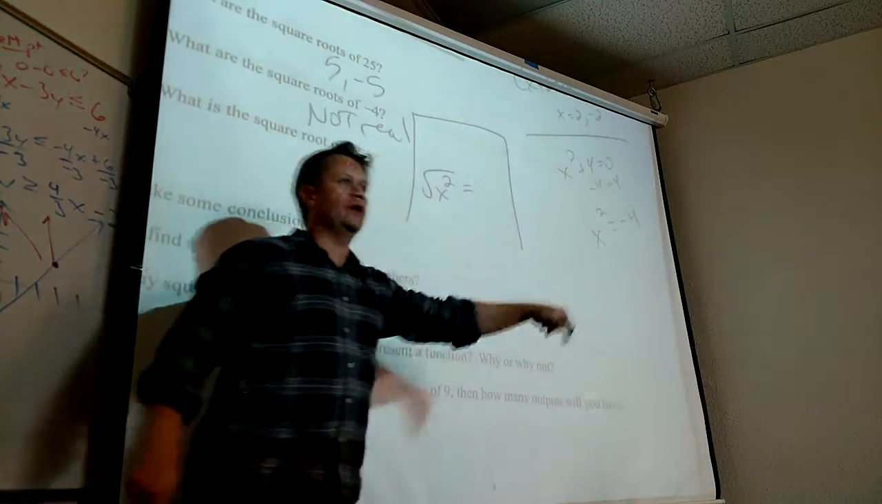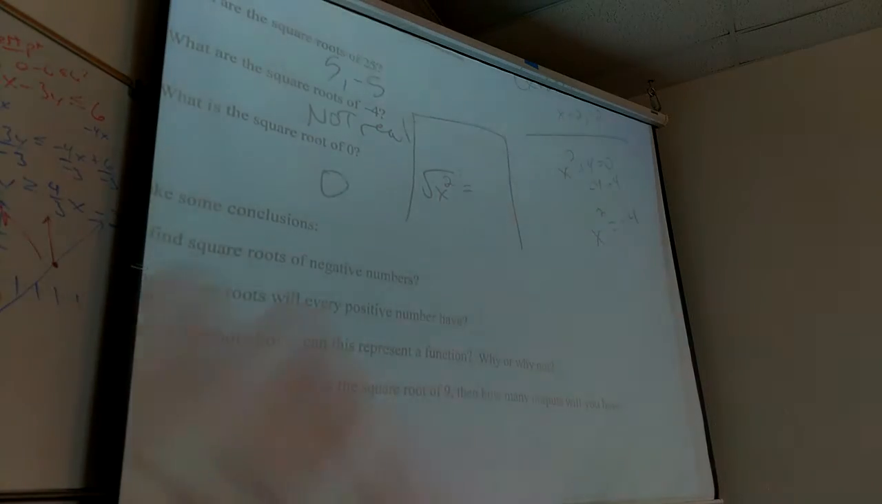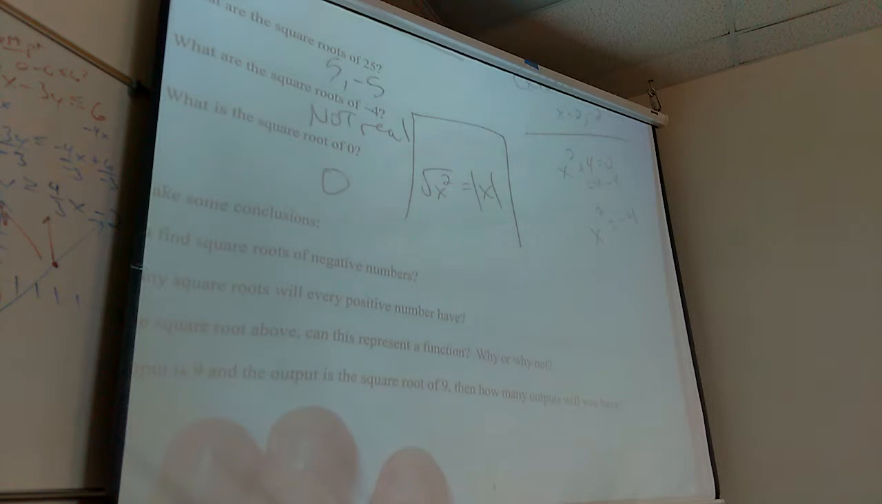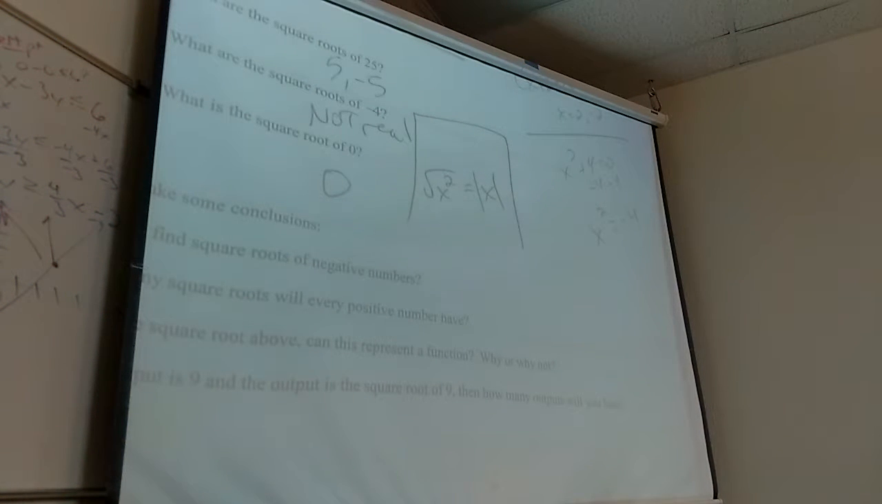So I can't just put an x. How do I make it always positive? Absolute value. Yeah, that's the connection between roots and absolute values. There is a connection. It kind of makes sense because when I square something, it comes out positive.